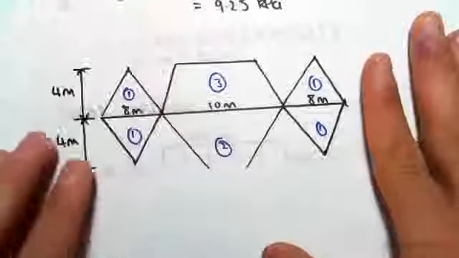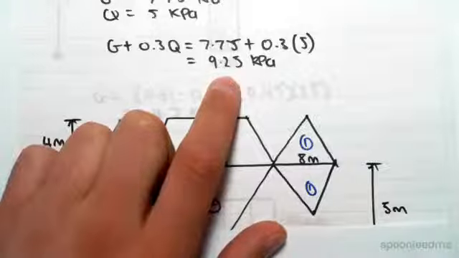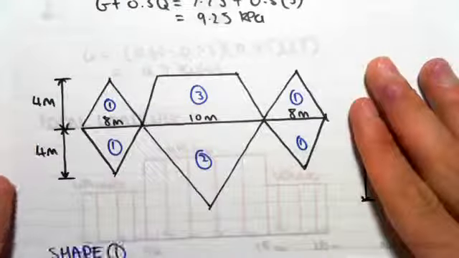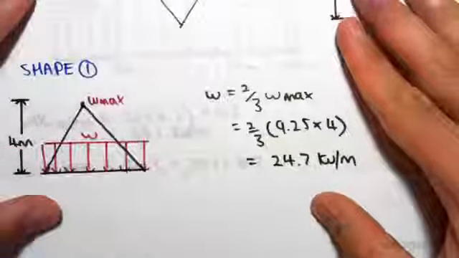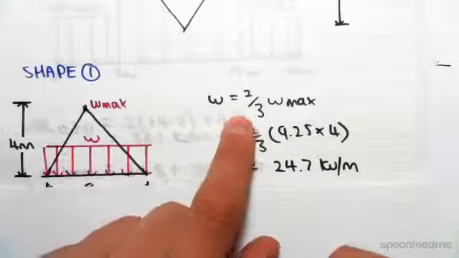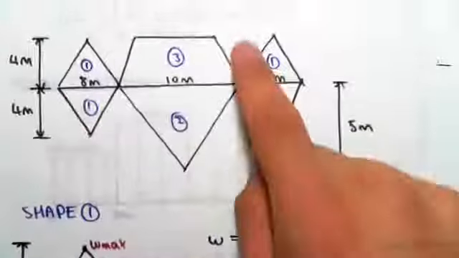for this case compared to the other case, so it's exactly the same. The only thing that's changed is that floor loading is now 9.25 kPa. So, looking at shape 1 first, this triangle over here, so I've just redrawn it over there. We want to be finding the equivalent rectangular load, so we use the formula 2/3 W max. So, the new area load is 9.25.